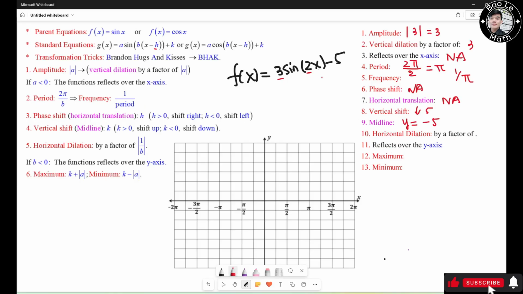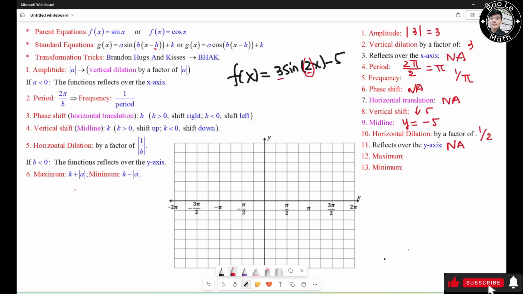Horizontal dilation by a factor of 1/2, right? Because b right here equals 2, so it is 1 over b, which means 1/2. Reflects over the y-axis? No, right? It's not available because the number 2 right here is positive.